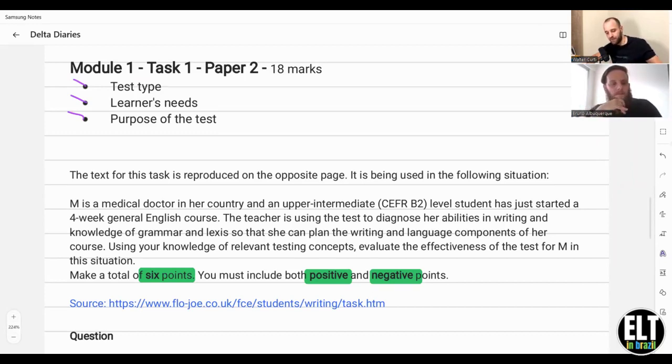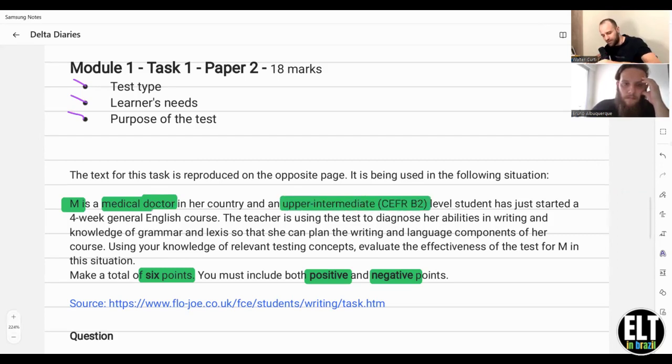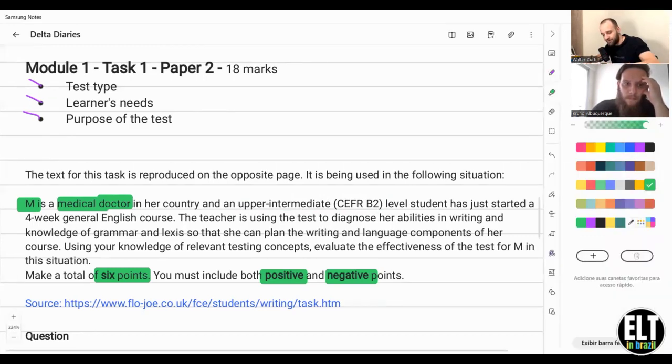All right. So the first thing I think we can do, Bruno, this is just my perspective, so interrupt me if you don't agree, please. We are going to focus on M, which is the student in question. M is a doctor, a medical doctor in her country, and she's in B. Let's put it in different colors, right? So we have the learner. Now we're going to have the level, upper intermediate, right?